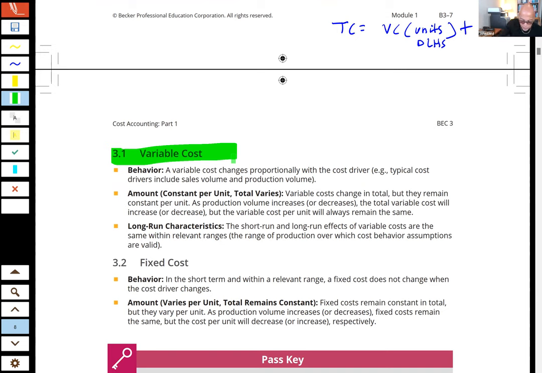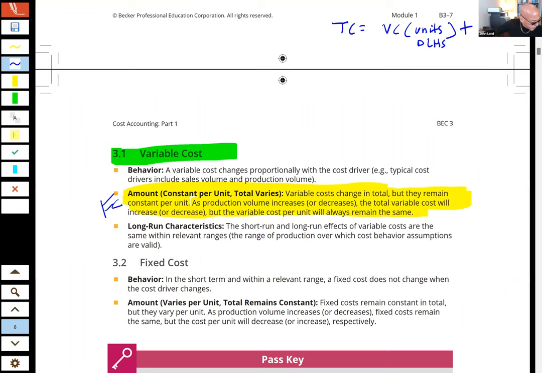So notice here, and this is where the exam gets a little bit cute with us. Variable costs change in total as we produce more units, or they come down if we produce fewer units, but they remain constant per unit. As production volume increases or decreases, the total variable cost will change, but the variable cost per unit will always remain the same. The total goes up as you produce, but the per unit stays the same.